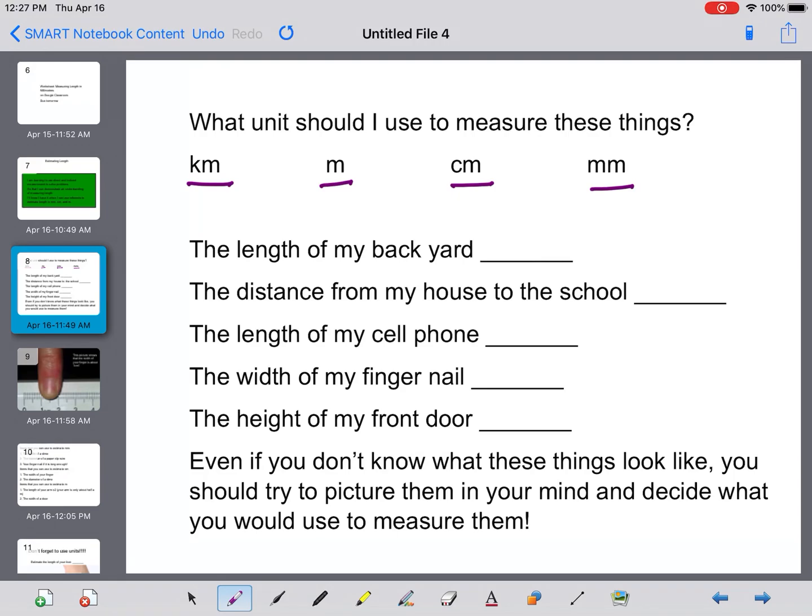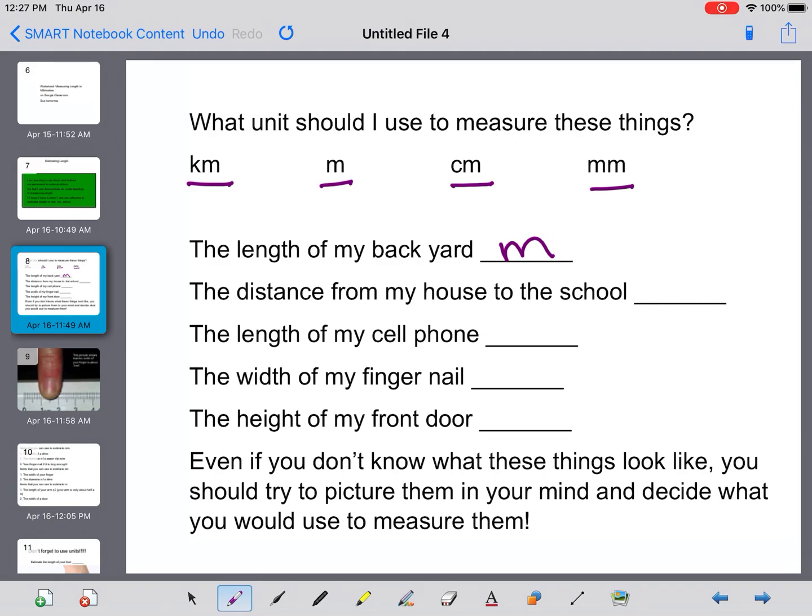Okay, so which unit should I use to measure the length of my backyard? Now, my backyard is about the same length as my house is, and you might not obviously have seen my backyard, and in fact nobody has, but you can probably picture in your mind that my backyard is a certain length, and that length we would measure in meters.